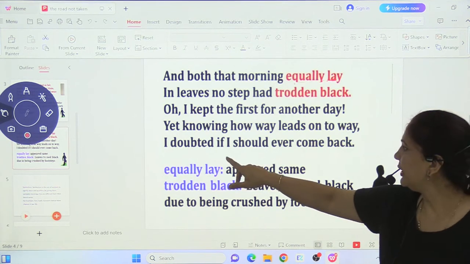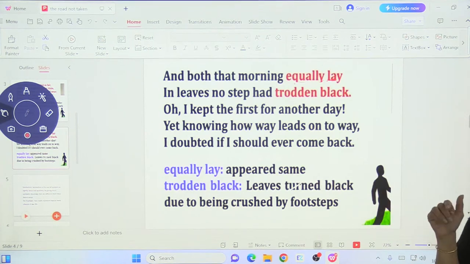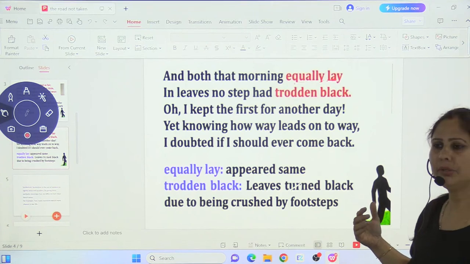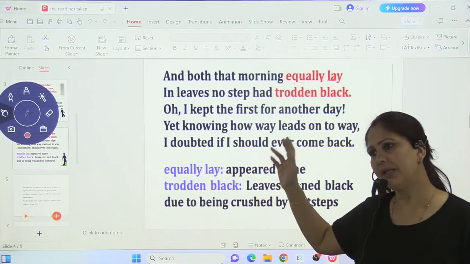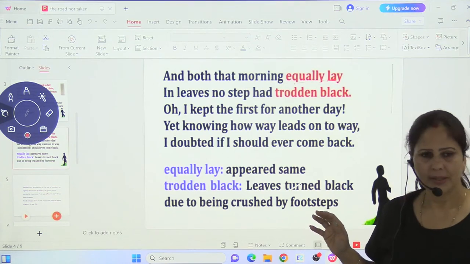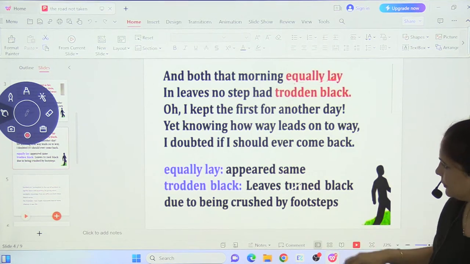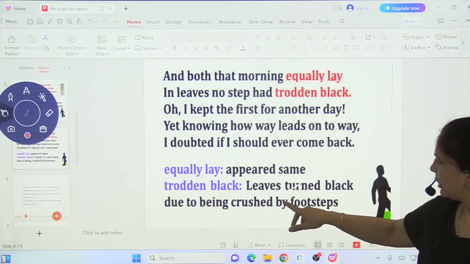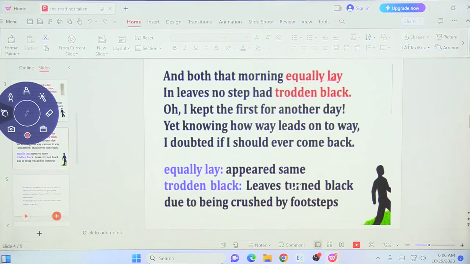I doubted if I should ever come back. He has that doubt in his mind that he will never be able to come back again to the road that he was thinking of travelling at a certain point of time. Clear to all of you? Very clear. So equally lay is appeared same, trodden black, leaves turned black due to being crushed by the footsteps.